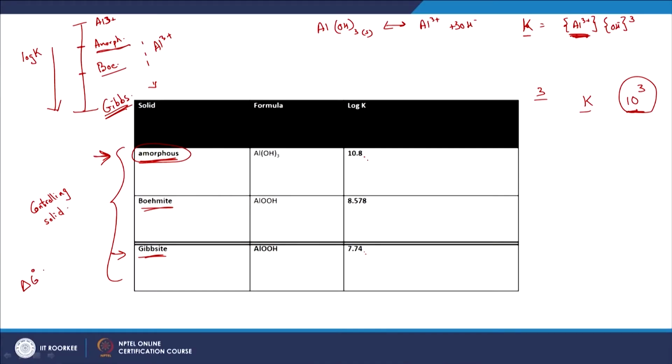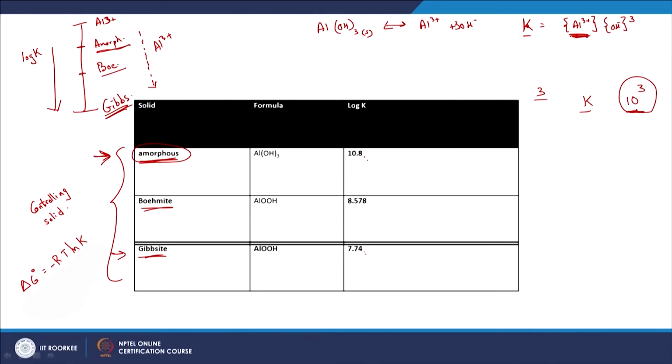As you remember, delta G naught, how can you get that? It equals minus RT natural logarithm of K. Again, when will that particular aspect be favored? Obviously, only when the log K values are lower, and that is what we observe here. So, what is it that we are trying to say again?